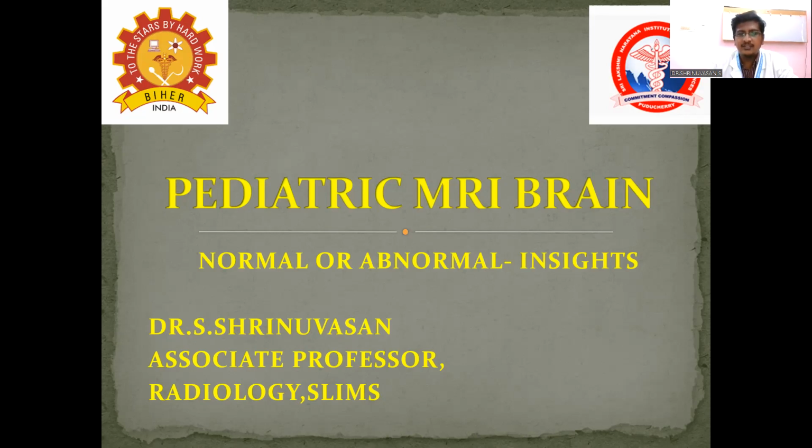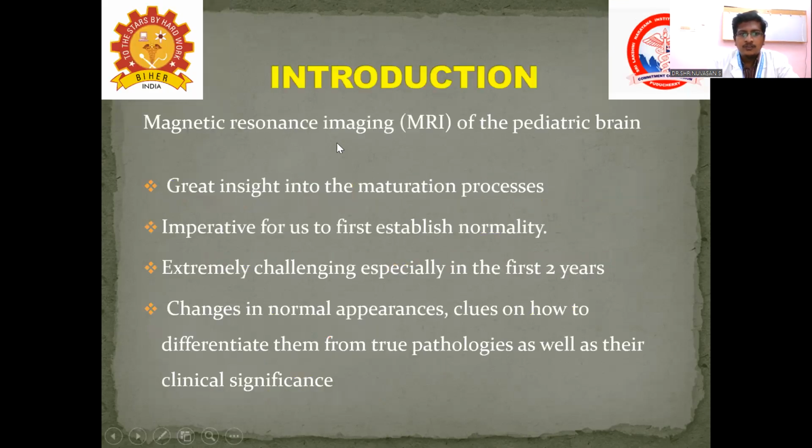Now in this topic, we are going to discuss the normal and abnormal MRI findings, because the adult MRI brain is different from the pediatric MRI brain in signal intensities. It takes almost 2 years for the parenchymal matter to myelinate and appear like an adult brain. So let us see in this PPT what the normal and abnormal MRI findings are.